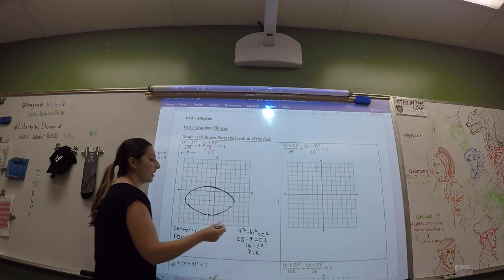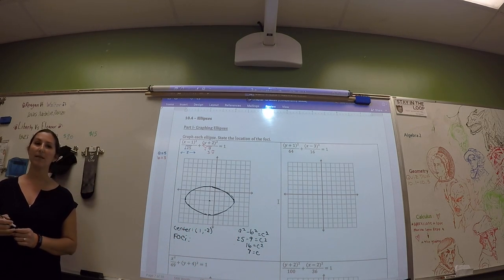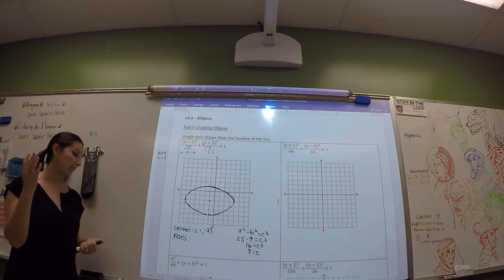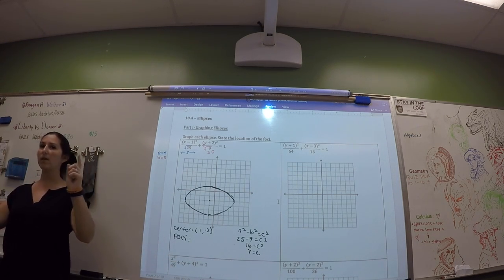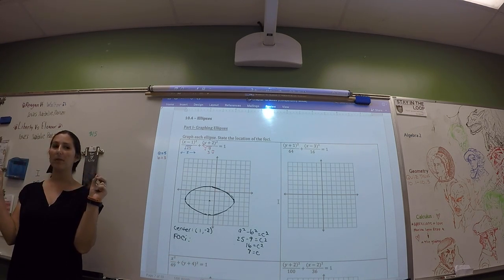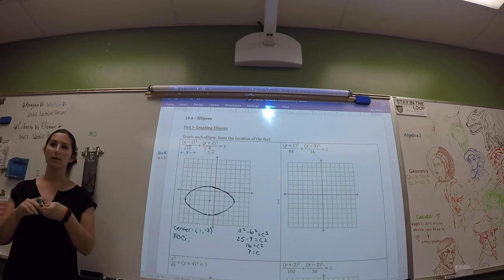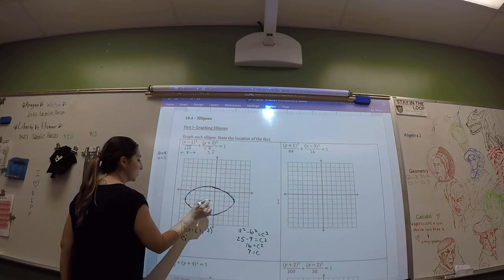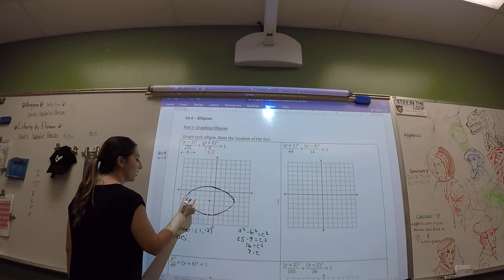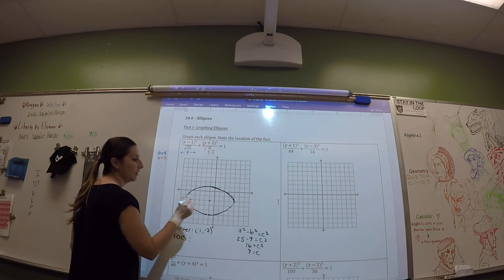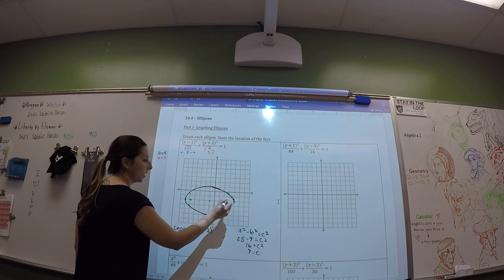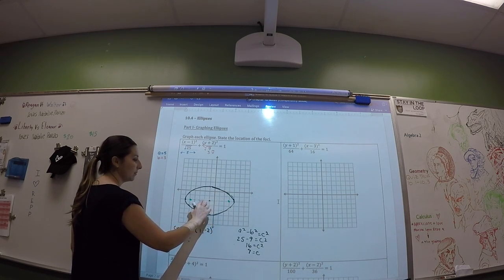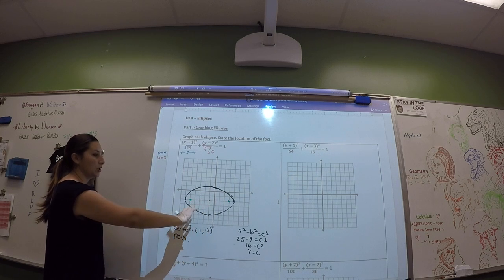Now, that doesn't mean the focus is at 4. That means the focus is 4 units away from the center. And there's 2 of them, they always go in the direction of where the ellipse is longer. So 10, so the long one is the x-axis. 1, 2, 3, 4, we'd have a focus point. And then going this way, 1, 2, 3, 4, we'd have another focus point. They should look the same distance from the center.